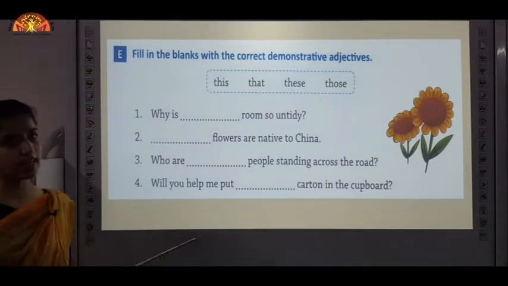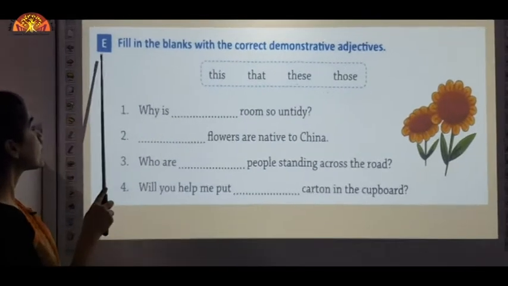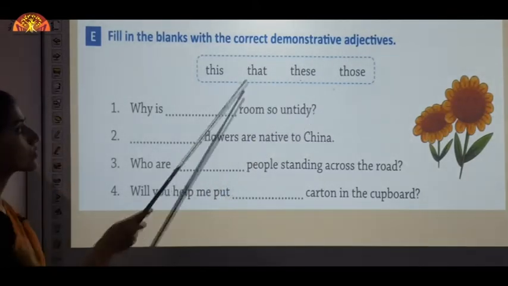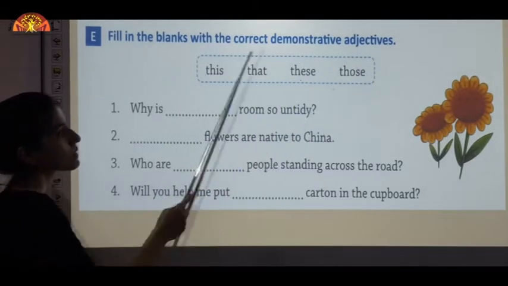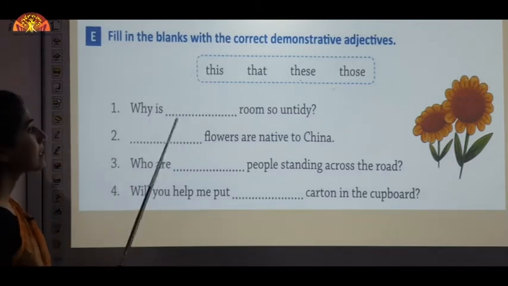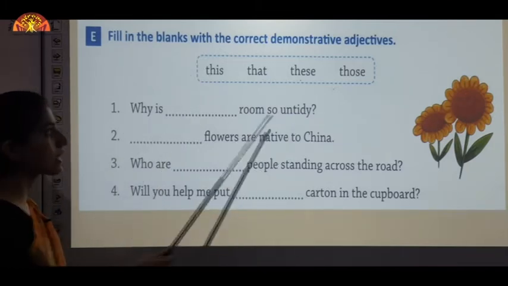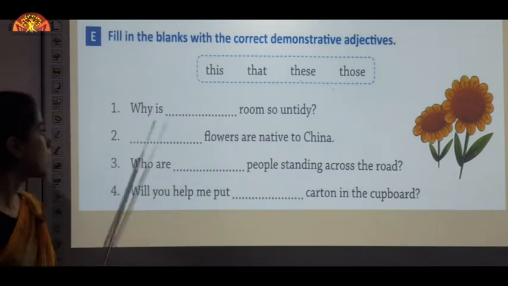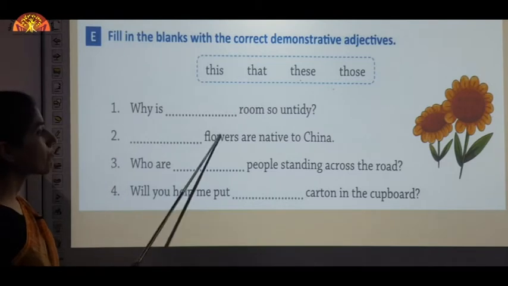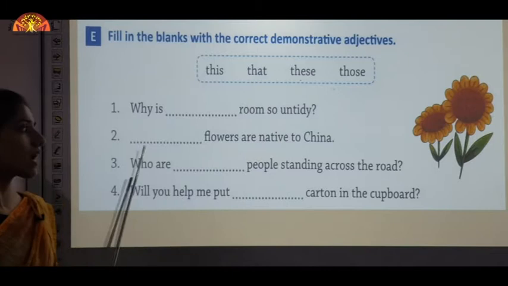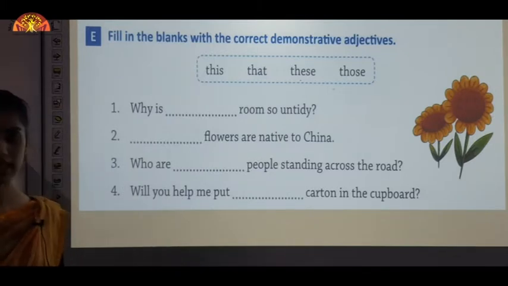Coming to the exercise related to this, question E, fill in the blanks with correct demonstrative adjectives. You need to select the adjectives from this box that is given over here. Why is dash room so untidy? Why is that room so untidy? Next, the dash flowers are native to China. These flowers are native to China.